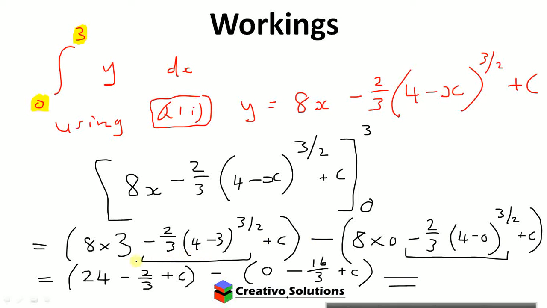So I'm going to have 24 minus 2 over 3 plus 16 over 3, because this plus c and that minus c disappears. So it's literally just work out the next step. On your calculator, 24 minus 2 over 3 plus 16 over 3 equals what? 86 over 3. Okay, and that's the end. So 86 over 3 represents the area under the curve, which is what we looked at.